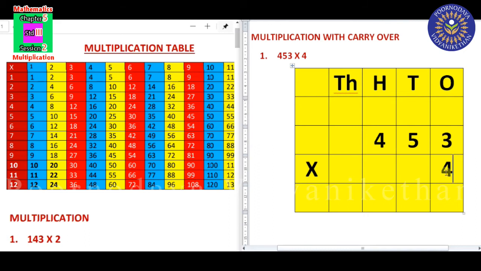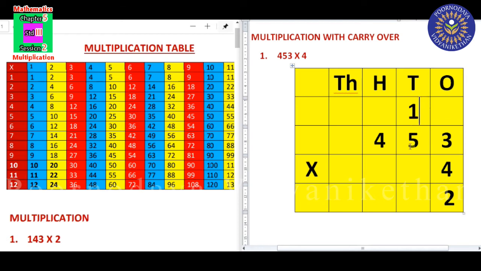3 4s are... From the 3's multiplication table we will get 3 4s are... 1 3 is 3, 2 3s are 6, 3 3s are 9, 3 4s are 12. We know 12 is a 2-digit number. So what do we have to write? Write 2 in the ones position and 1 is the carryover. That 1 carryover you have to write in the tens place. See, 1 is the carried over.